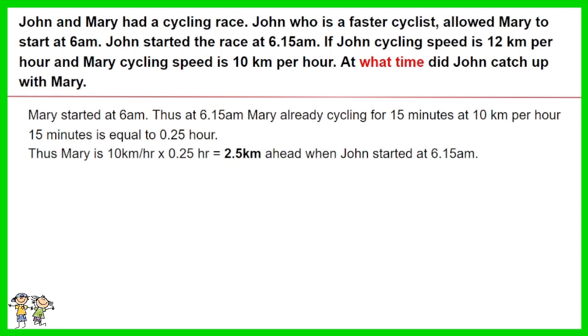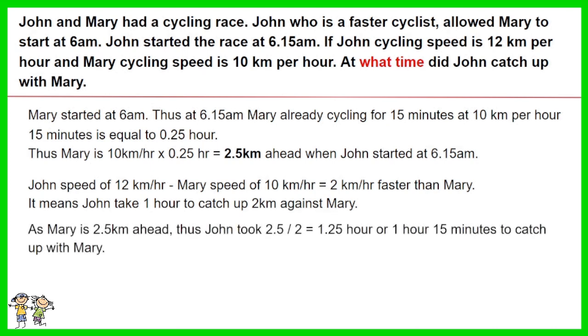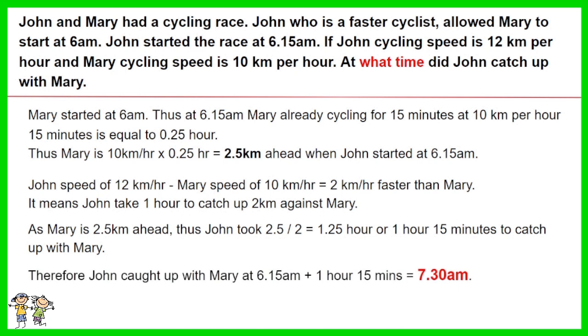John's speed of 12 kilometers per hour versus Mary's speed of 10 kilometers per hour is 2 kilometers per hour faster than Mary's. It means John takes 1 hour to catch up 2 kilometers against Mary. As Mary is 2.5 kilometers ahead, thus John took 2.5 kilometers divided by his catch-up speed of 2 kilometers per hour, which is 1.25 hour or 1 hour 15 minutes, to catch up with Mary. Therefore John caught up with Mary at 6:15 a.m. plus 1 hour 15 minutes, which is 7:30 a.m.